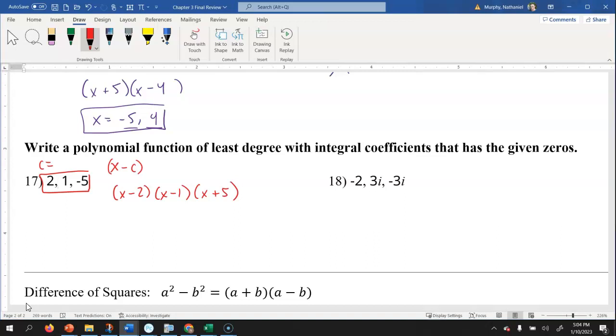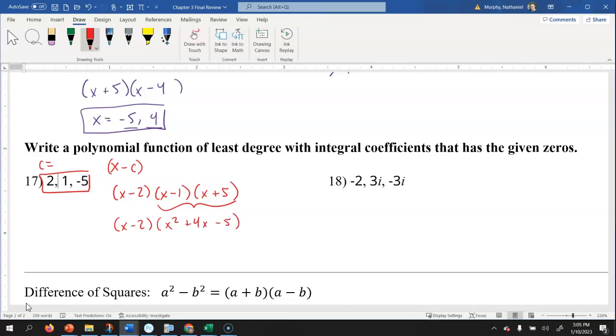Then we're going to multiply these together. It does not matter what order we multiply them in. I'm just going to multiply the last two together first. You can use the box method, or you can FOIL those. Either way, when you multiply those together, you get x squared plus 4x minus 5.